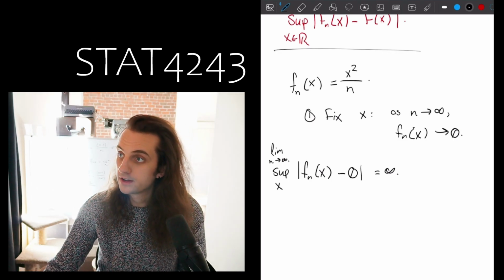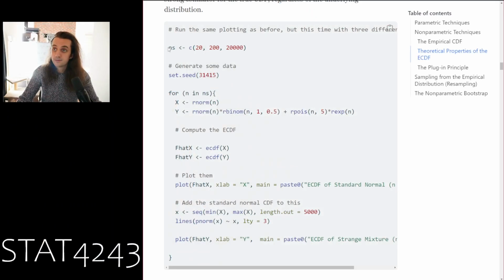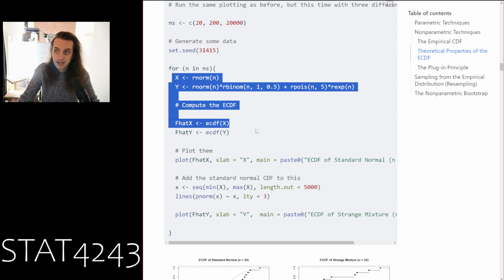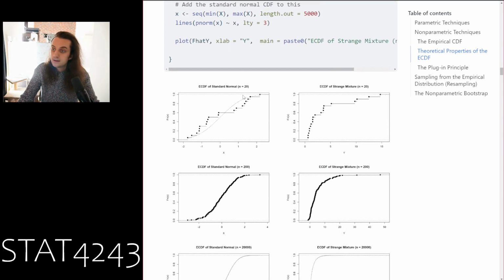As a follow-on to that point, we can pull back open the course notes here, and I'm running the exact same analysis that we saw above, except now I'm going to be considering 20, 200, and 20,000 data points. We're generating exactly the same data as before, so these first plots are exactly the same as what we saw above. But then you can see that in the case where we're taking 200 data points, looking at the normal curve right here, you could hardly even see a difference between the normal CDF and the empirical CDF. They're essentially one and the same.